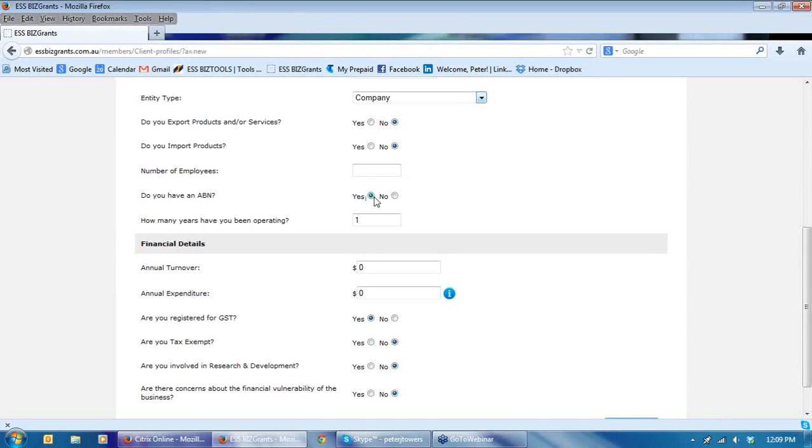There are minimum and maximum numbers of employees that are mentioned. If the applicant does not have an Australian business number, they will not be successful in trying to find a grant using this package, because within ESS BIZGrants we are only targeting small, medium enterprises, and for any of those types of businesses, irrespective of their corporate structure, they need to have an Australian business number.